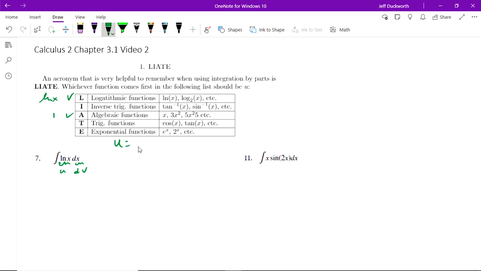So our u is equal to ln of x, which makes du equal the derivative of that, which is 1 over x dx. And then we have our dv. Well, it's 1 times dx, and the integral of 1 is just x. So remember, the integral of u dv equals u times v minus the integral of v times du.